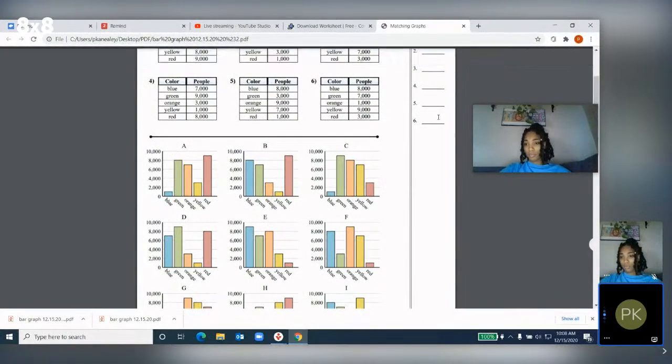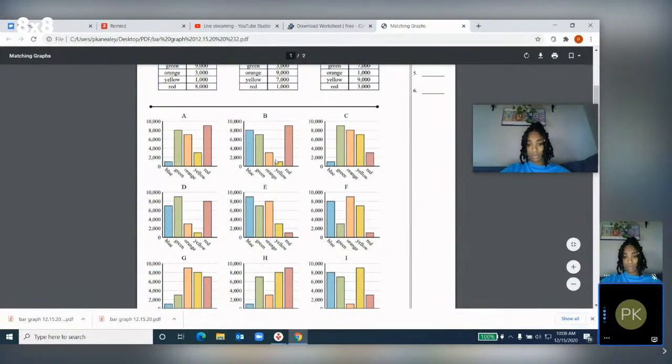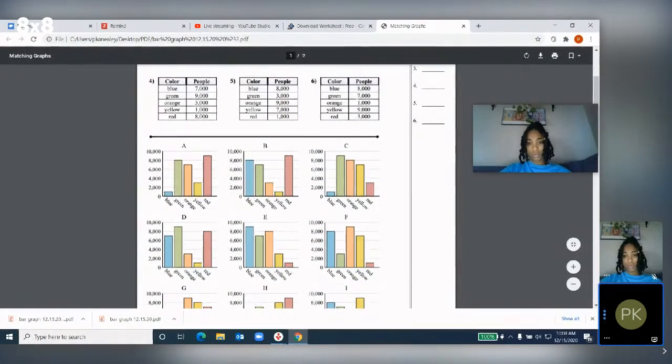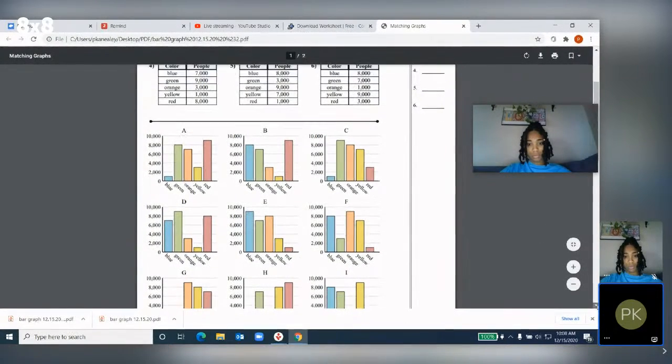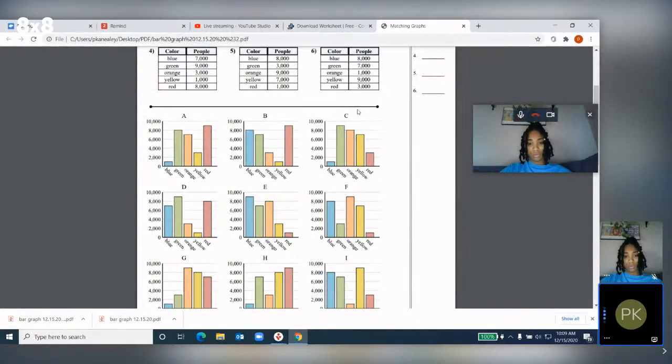And the last one we're going to do is 6 right here. Okay, so we start with blue at 8,000. Okay, so we know that B has 8,000. And we also know that we just looked, I has 8,000. So it's going to be between B and I. But what we're going to have to look at now is the next, which is green. So right here, the green is 7,000. That looks good. And green is also 7,000. Okay, so we're going to have to go to the next one.